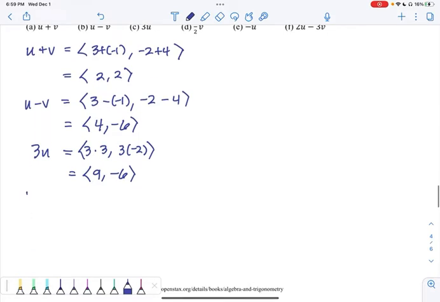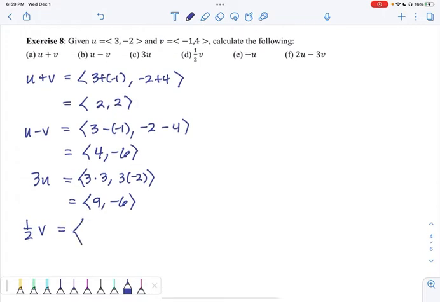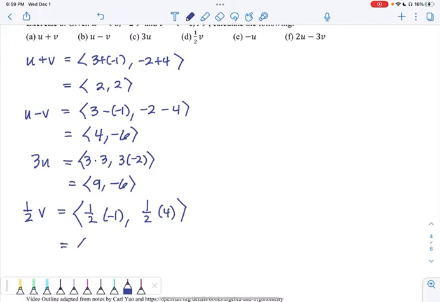If I had 1/2 v, similar, I'm just going to take both components of v and multiply them by 1/2. So v has a -1 and a 4. Simplifying, we get -1/2, comma 2.